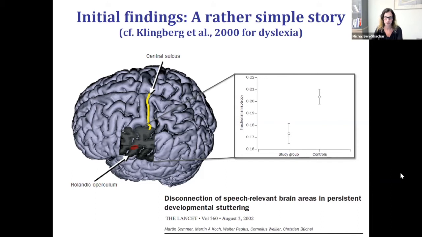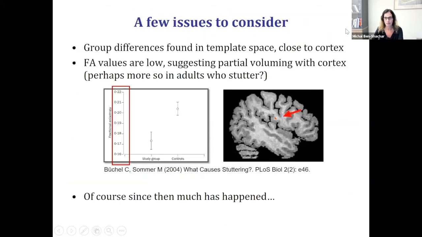And that story referred to a single hotspot in the brain, the Rolandic operculum, that showed a difference between adults who stutter and controls. And this finding by Sommer, I find very reminiscent of a finding by Torkel Klingberg in relation to dyslexia around the same time. So dyslexia as well started as a really simple story and then emerged into something much more complicated as time and research went by. And I think it would be nice to have a simple story, but there are a few things we have to consider here.